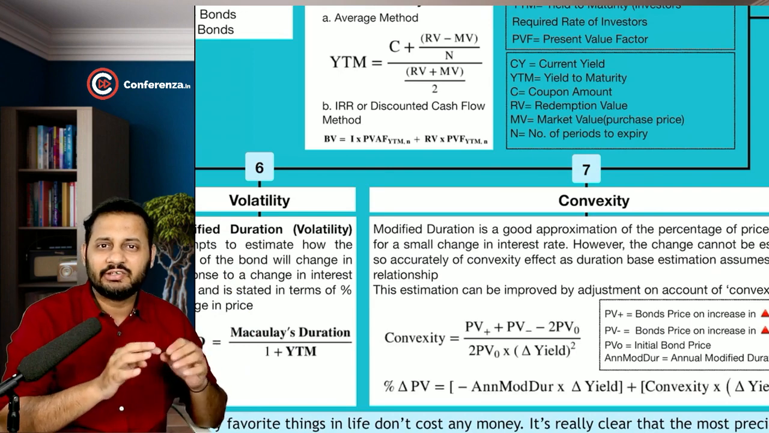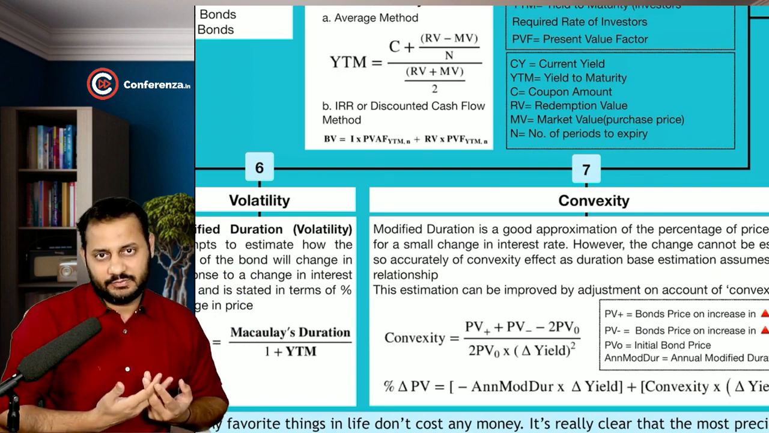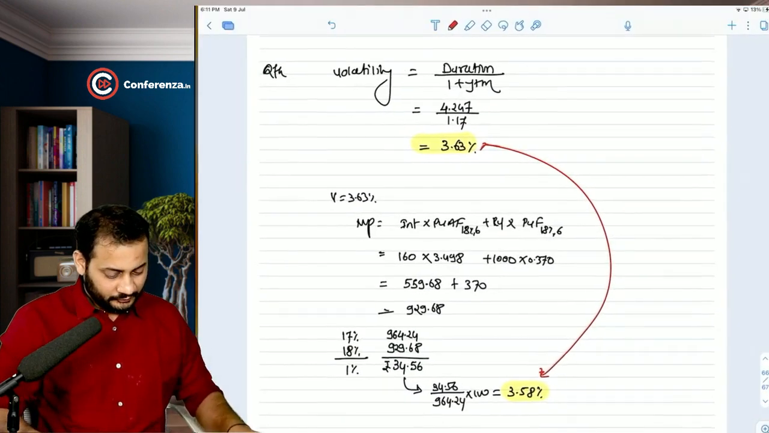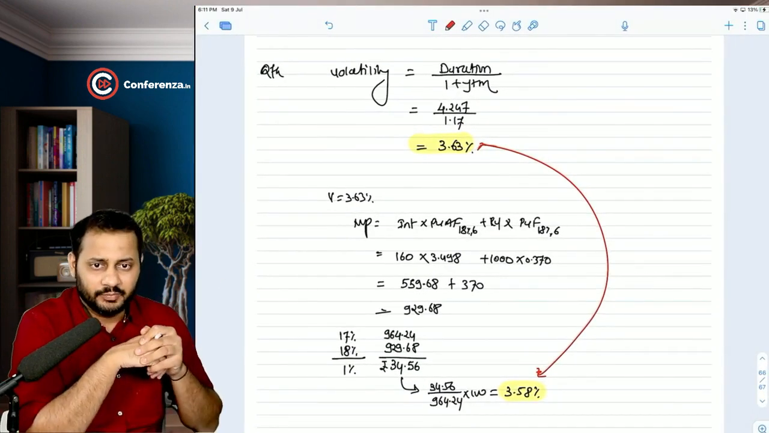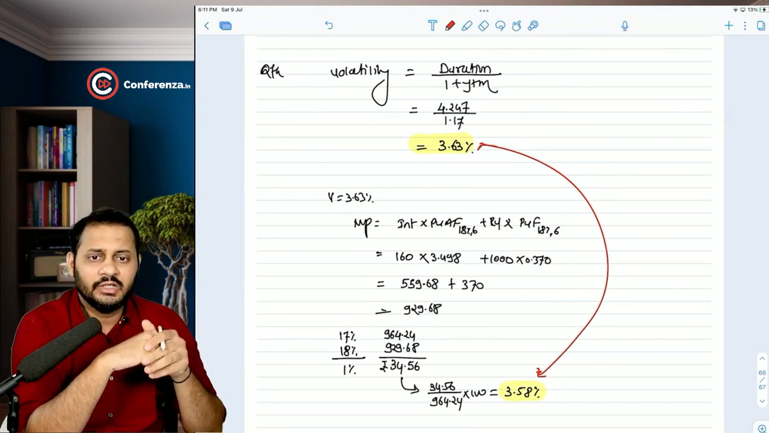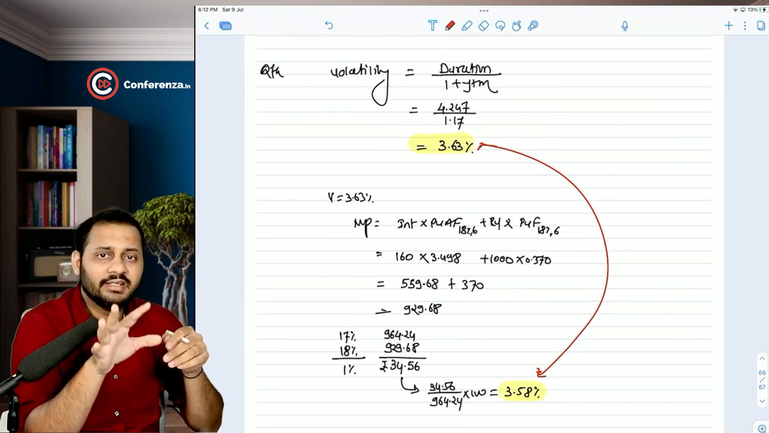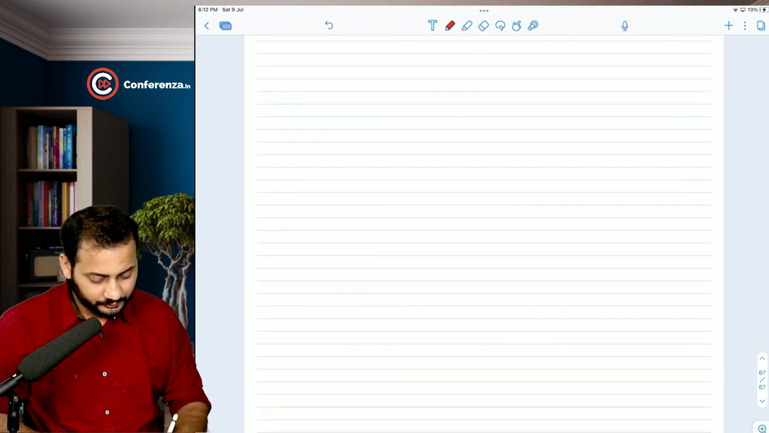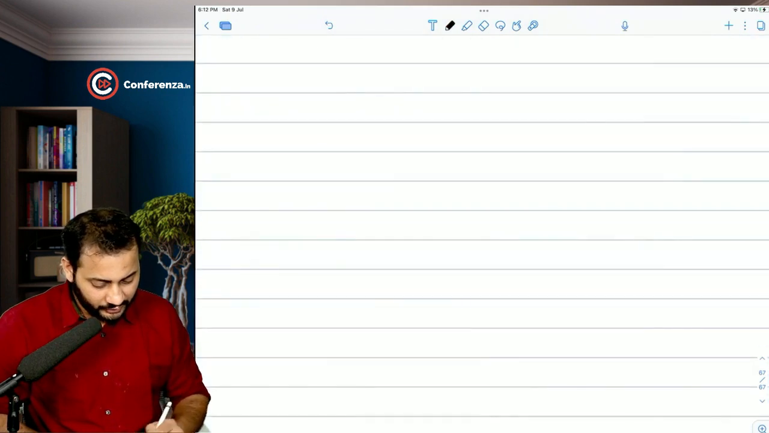Instead of just talking and talking, let's prove this. And then we will shift to the convexity concept. I will take this same example. We increased the market YTM by 1%. Let's change it and increase the YTM by 5%. Okay, so have a look. I will do the calculations again. I will calculate the market price.